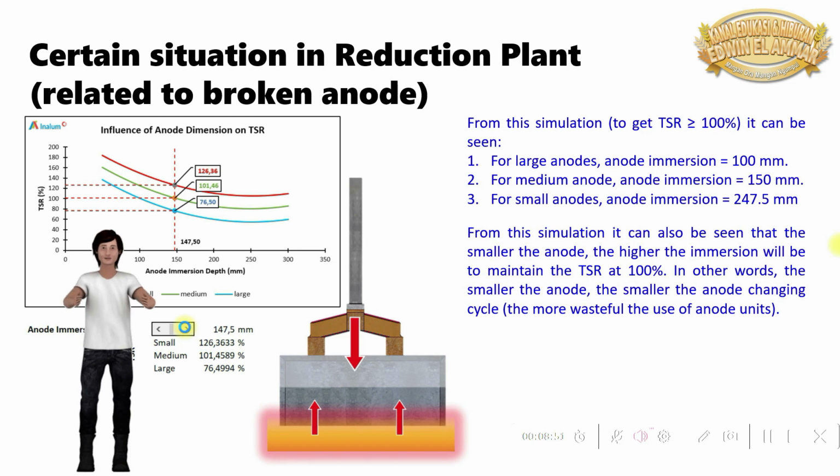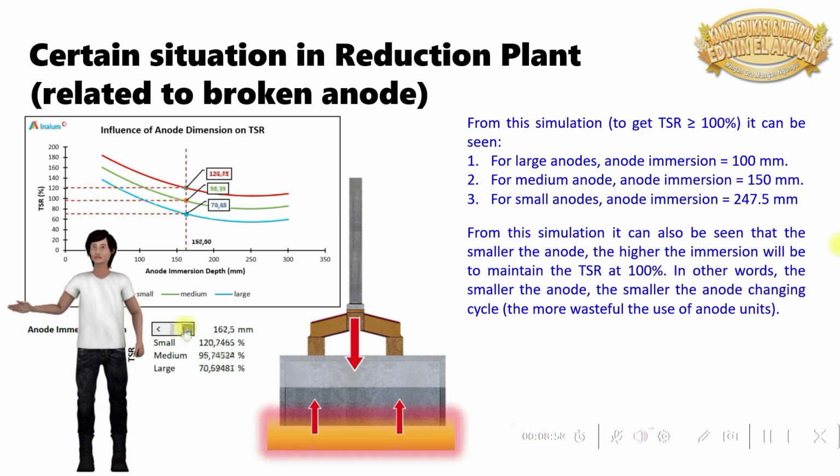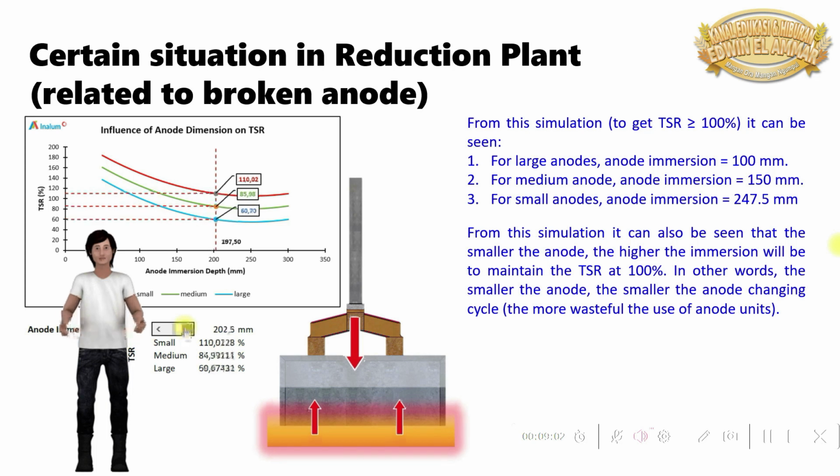From this simulation, it can also be seen that the smaller the anode, the higher the immersion will be to maintain the TSR at 100%. In other words, the smaller the anode changing cycle, the more wasteful the use of anode units.